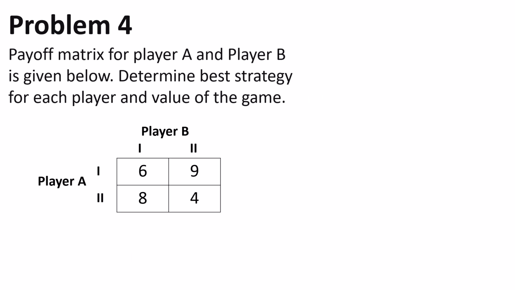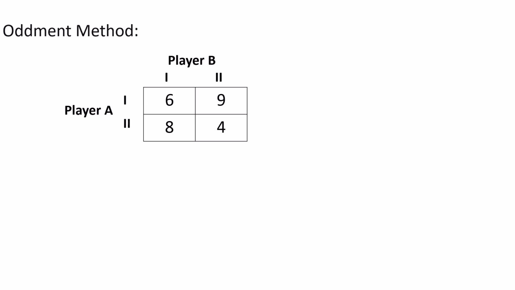So let us try to solve another problem by using this mixed strategy. And the problem says the payoff matrix for player A and player B is given below. Determine best strategy for each player and the value of the game. And player A and player B payoff matrix is given, that is 6 9 8 4. So this can be solved by two methods. One is the analytical method, or maybe the augment method. So we will try to solve this by the augment method. So here we will find the augments first.